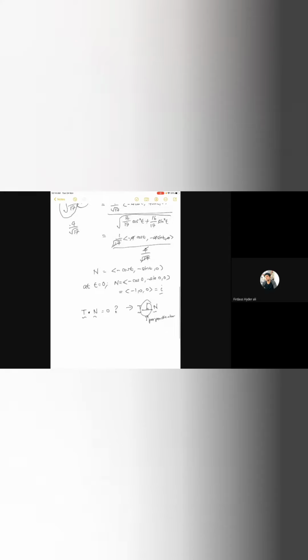Okay, so sekarang apa T kita tadi? Yang ini T kosong ni. Which is 0, 4 over square root 17, 1 over square root 17. Betul? Okay. Dot with our N, which is negative 1, 0, 0. Which is kalau ni dalam ni dapat kosong, tambah ni dalam ni dapat kosong, tambah ni dalam ni dapat kosong, sama dengan kosong. So we say that T is perpendicular to N.